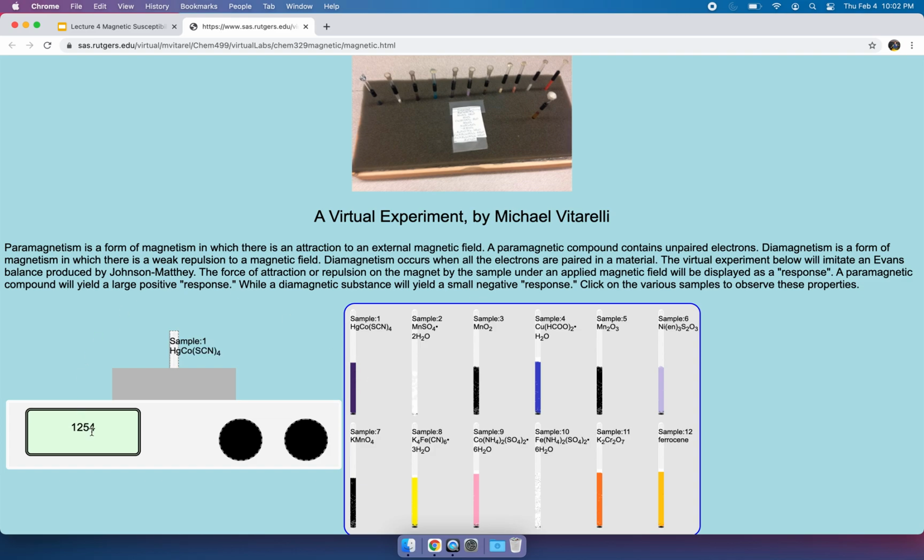If we have a large positive number, that would tell us that it's a paramagnetic material. If we have a small negative value, then that's going to tell us that it's a diamagnetic material. All the electrons are paired.